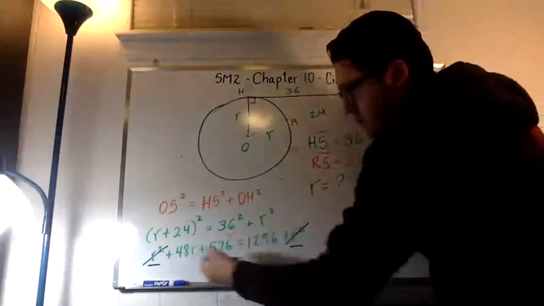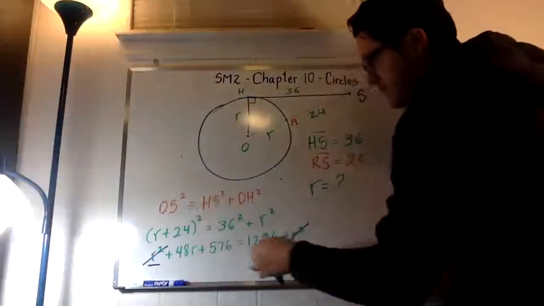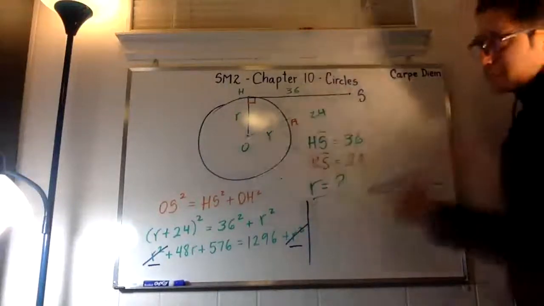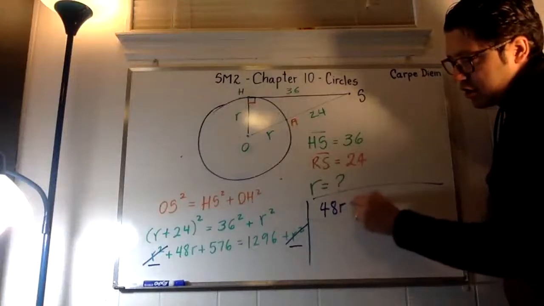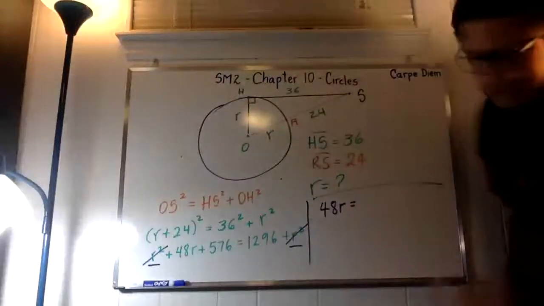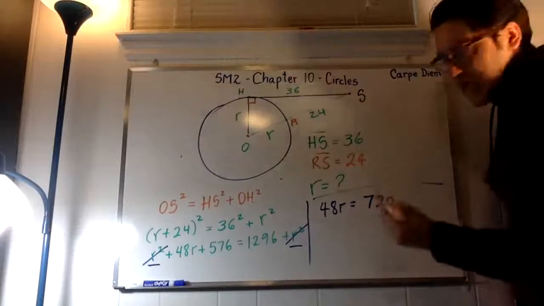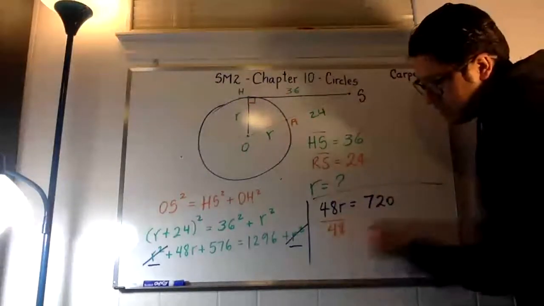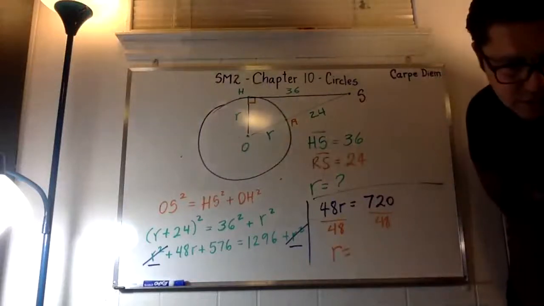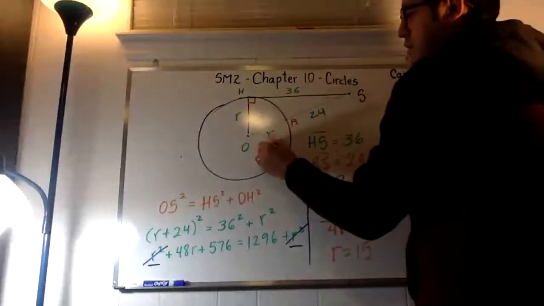So now I just have these two, and it's now a very easy equation to solve. I just need to subtract 576 on both sides. So we have 48R equals 1296 minus 576. I got it here, it's 720. And then last step, right? Just have to divide by 48. With that in mind, R equals 15. Okay, so R is 15.